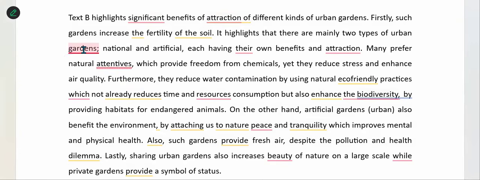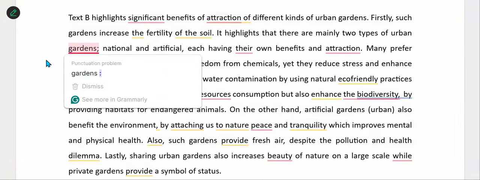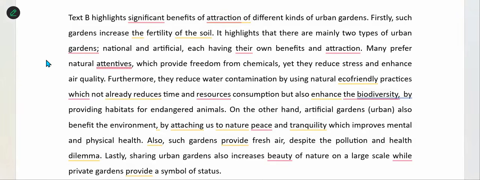And then gardens, what is it? There should be a colon over there instead of a semicolon. Let me know how many people know the difference between where to use a colon and where to use a semicolon. I think we have discussed it many times in class. A colon is used for listing, and a semicolon is used to link two independent clauses. So it should be replaced with the colon, and this is the punctuation mistake.